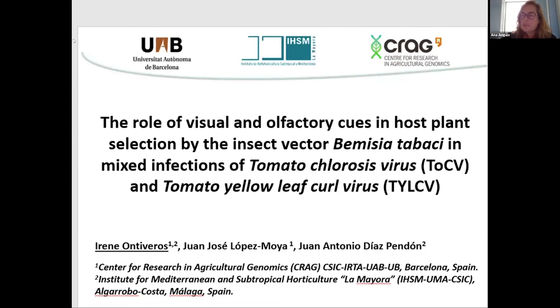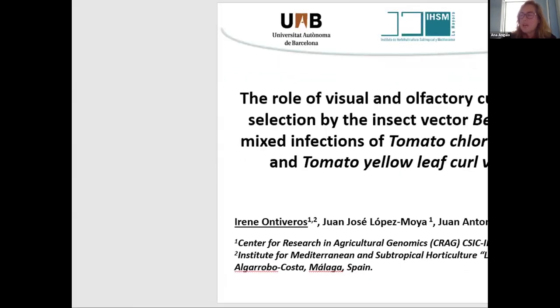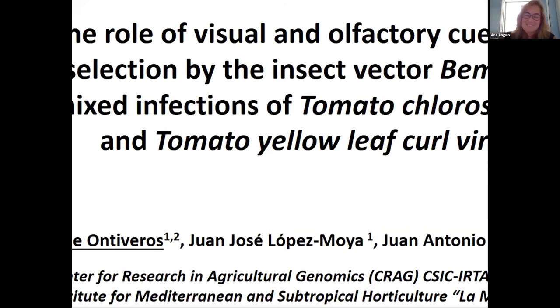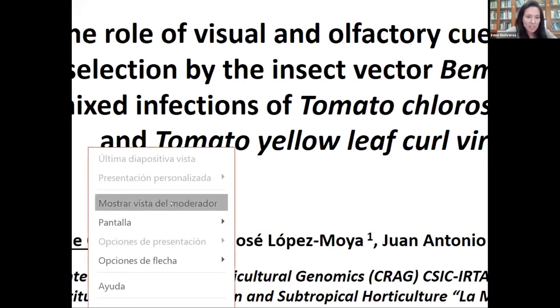So our first speaker is Irene Ontiveros from the Center for Research in Agricultural Genomics. And the title of her presentation is The Role of Visual and Olfactory Cues in Host Plant Selection by the Insect Vector Bemisia tabaci in Mixed Infections of Tomato Chlorosis Virus and Tomato Yellow Leaf Curl Virus. So go ahead, Irene.